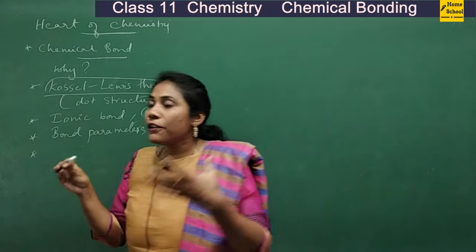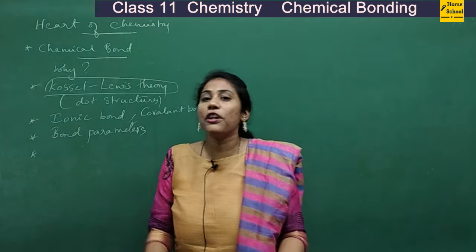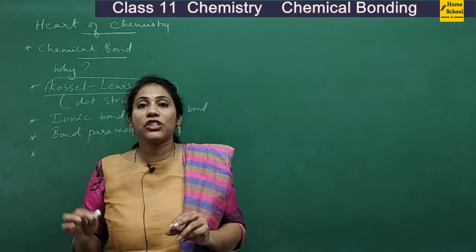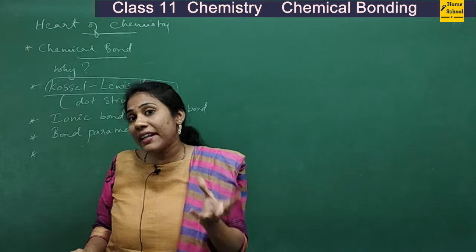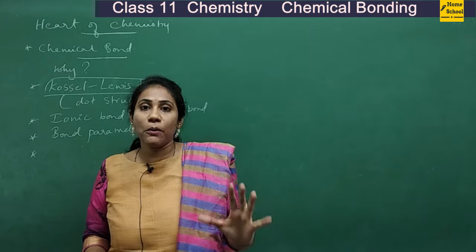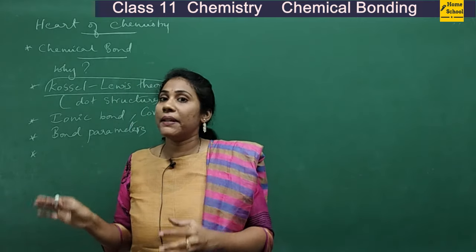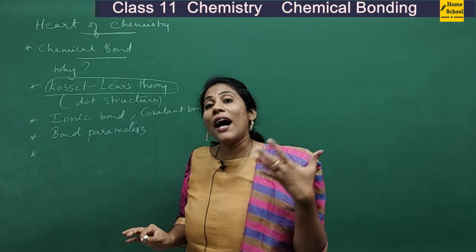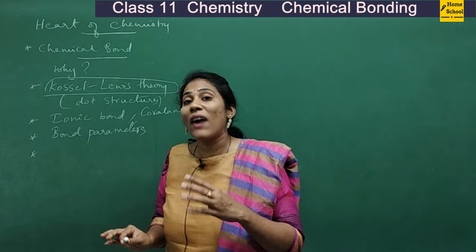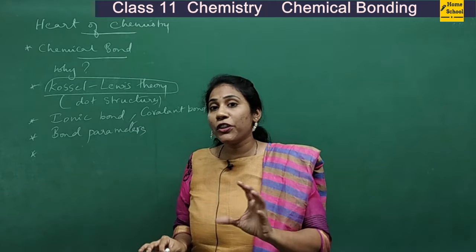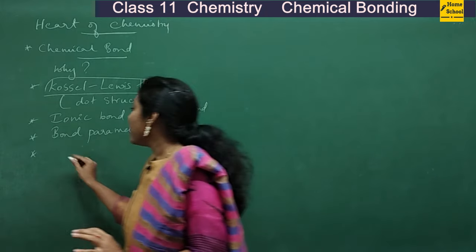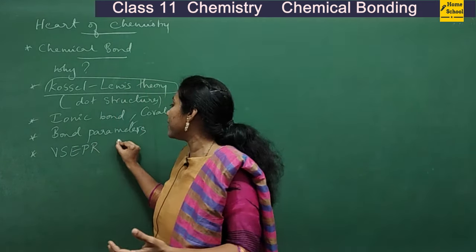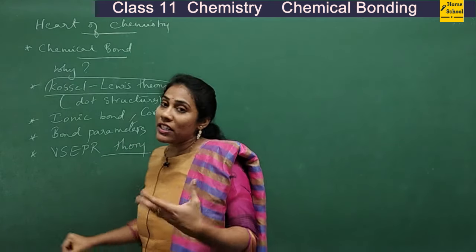Fine. And later comes the formation of molecules and the structure of molecules. For any molecule or compound, its structure plays a major role in reactions, and it is very essential to understand the structures, that is the shapes, of molecules. If you take ammonia, it stays in a particular shape. If you take methane, it has a shape. If you take PCl5, it has another shape, right? So how we can predict these shapes and why these shapes arise for a molecule, all that we will try to discuss. So here comes a very important theory, VSEPR theory. This theory explains everything about the shapes of molecules.